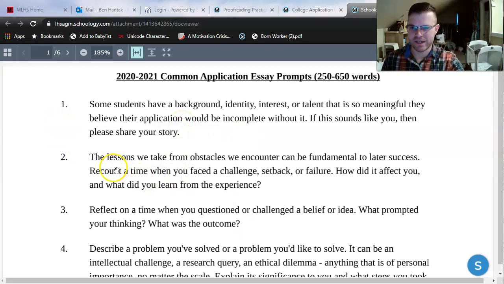Number 2, the lessons we take from obstacles we encounter can be fundamental to later success. Recount a time when you faced a challenge, setback, or failure. How did it affect you, and what did you learn from the experience? This prompt is really nice because it automatically forces you to take a risk. That is one thing that colleges are looking for in college application essays, is that you take a creative risk to get your reader's attention. Think about how many application essays colleges have to read on a yearly basis.